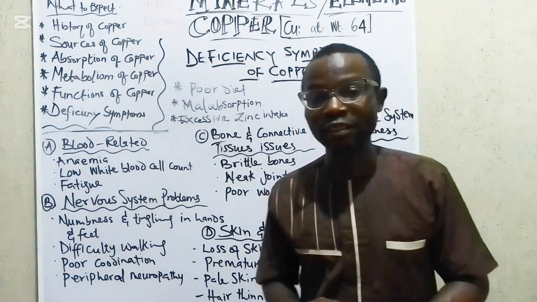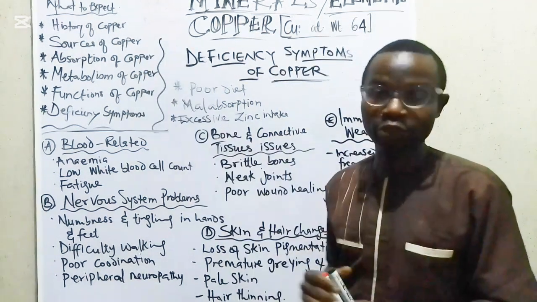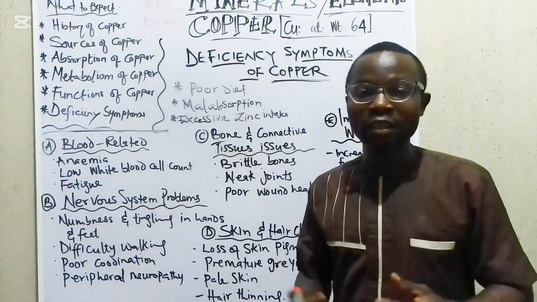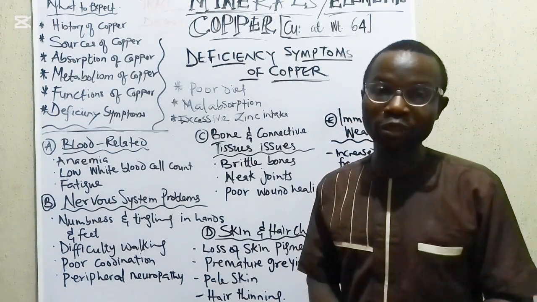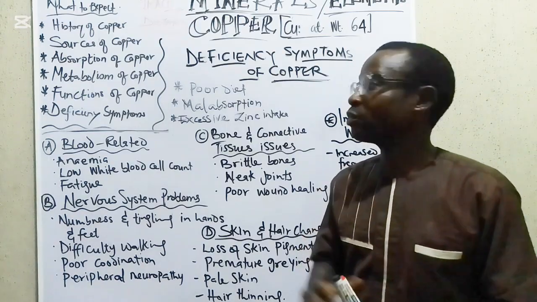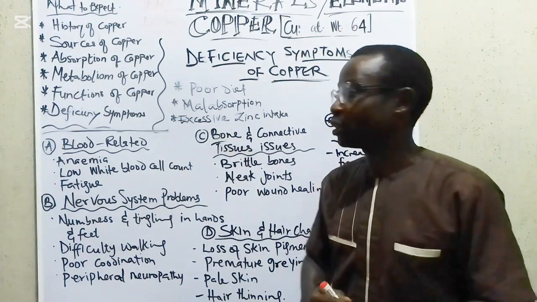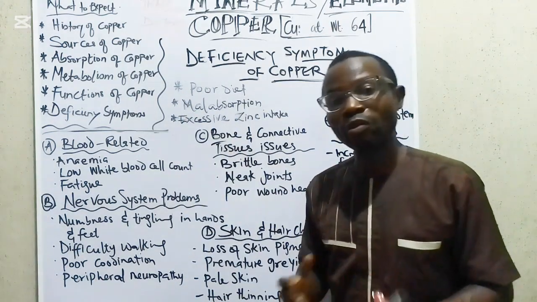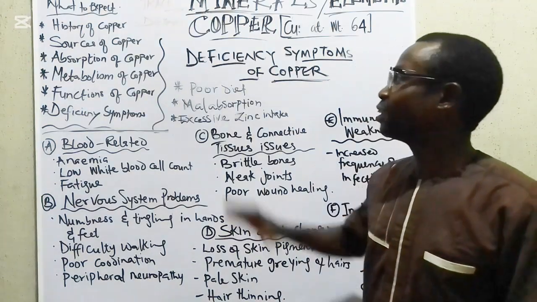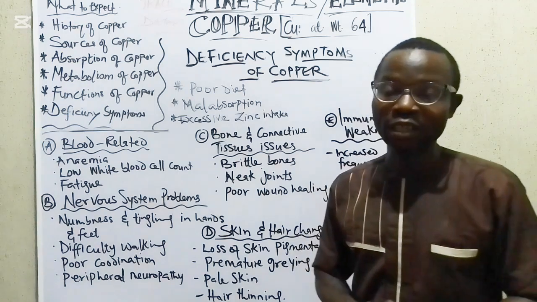We already started with copper. We dealt with the history of it, the sources, which include nuts and grains, and of course legumes, wheat, and also green leafy vegetables as good sources of dietary copper. We also considered the metabolism, the absorption, and the functions of dietary copper. Today we'll be drawing the curtain on dietary copper as we consider deficiency symptoms.